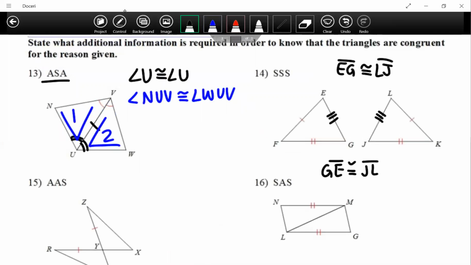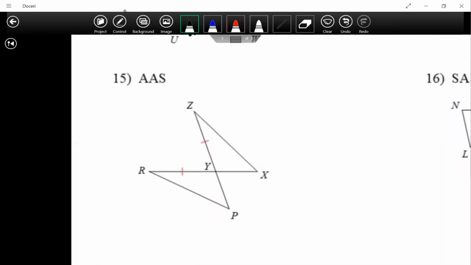Say additional information. 4, 15. Can I add anything? Vertical angles. Hold on. We're looking at what additional information we need to make them congruent. So it's not asking you, right? It's angle side, but we need to add another angle to add it. So the angle that will need to be in there would be what? P and X.